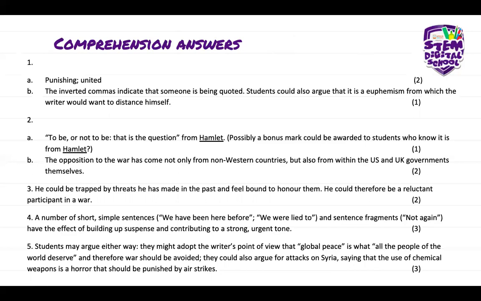Sometimes, and especially because teachers are quite strict when it comes to this section in particular. So students may argue either way. Can you see? You need to take a stand. Do I go yes? Do I go no? They might adopt the writer's point of view that global peace is what all the people of the world deserve, and therefore war should be avoided. Or they could also argue for attacks on Syria, saying that the use of chemical weapons is a horror that should be punished by airstrikes. Depending, it doesn't really matter. You just need to take a stance. We clear, lovely. Let's move over to the next text.